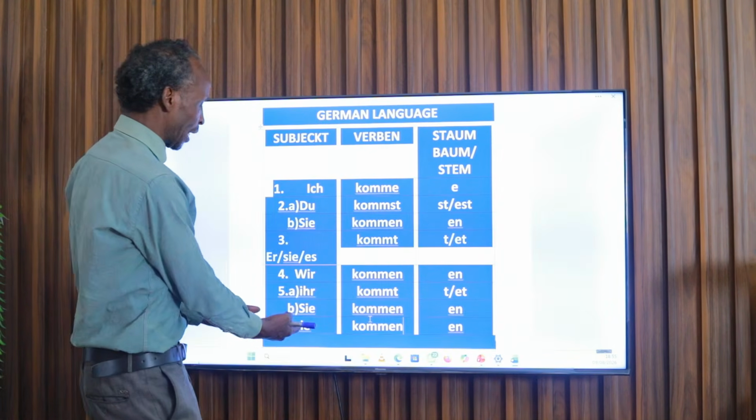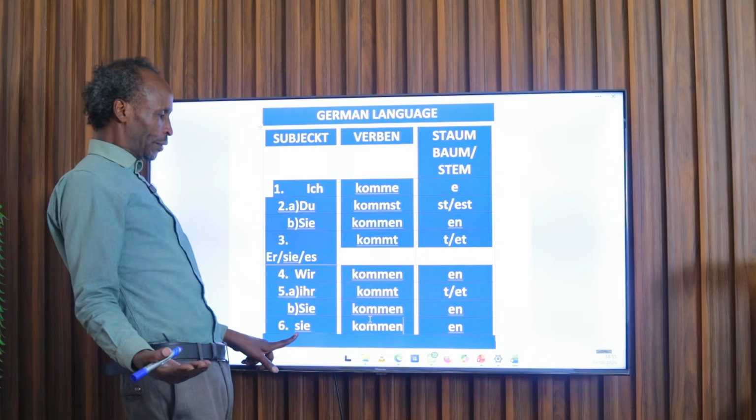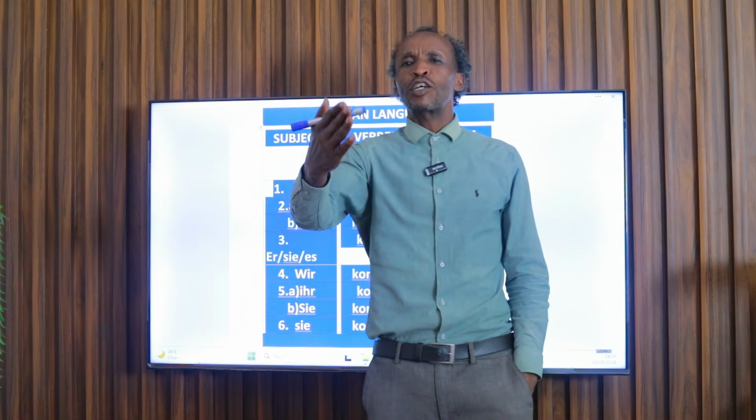And then we have the last one, which is sie kommen again, with a small s. The other one is a big S. This sie kommen means they come from Africa. They come from Africa. Sie kommen from Africa.